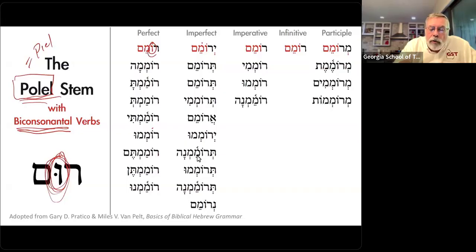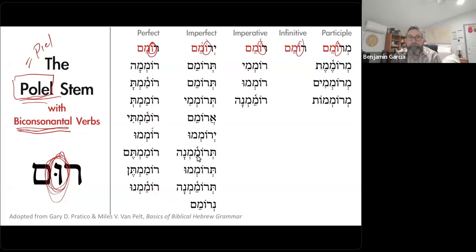But you can see here we have the holem vav, holem vav, holem vav, holem vav, holem vav, after the first root consonant. And that's the Polel. Basically, the translations will be the exact same as they would be if it were a Piel. Does that make any sense? Is that okay? It's just something new. You don't see it much. I don't think it's going to be on the test, but you should be aware of it.